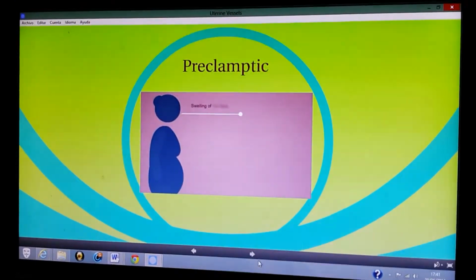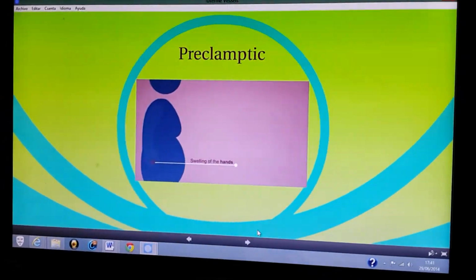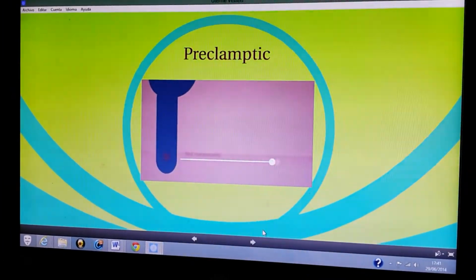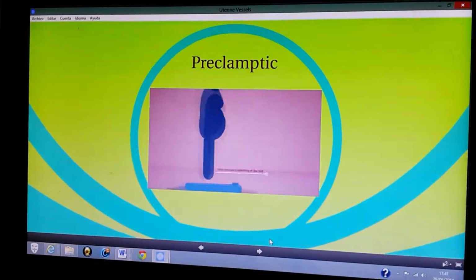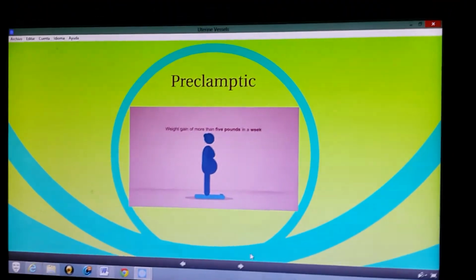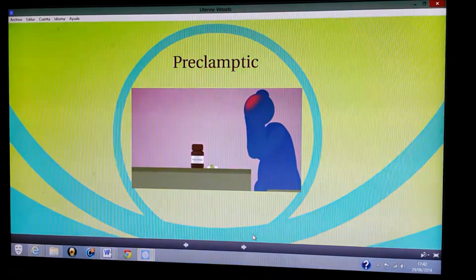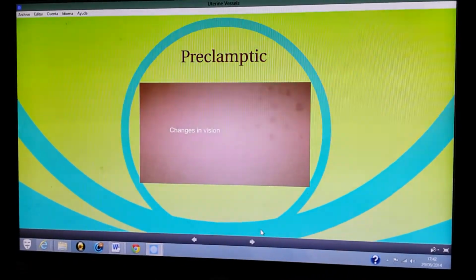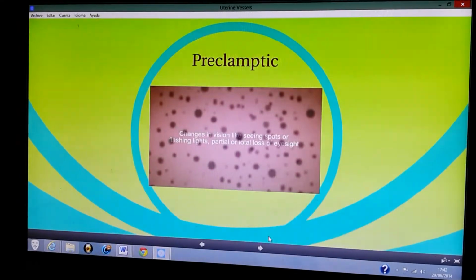1. Swelling of the face, especially around the eyes, and swelling of the hands. Swelling of the feet is more common in late pregnancy and probably not a sign of preeclampsia. 2. Weight gain of more than 5 pounds in 1 week. 3. Headache that won't go away, even after taking medication for pain relief. 4. Changes in vision like seeing spots or flashing lights, partial or total loss of eyesight.